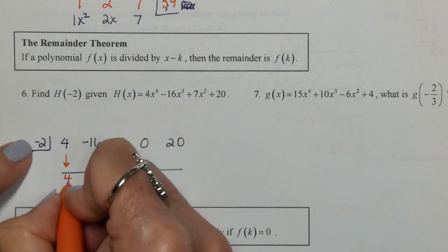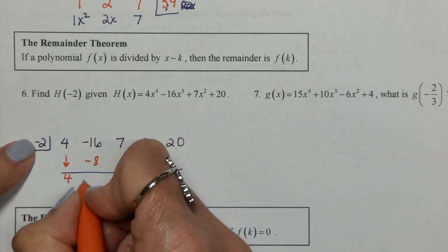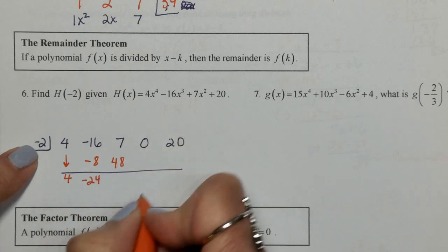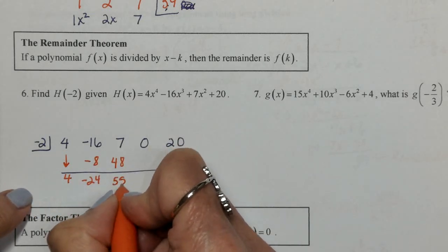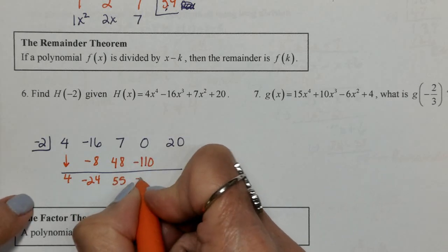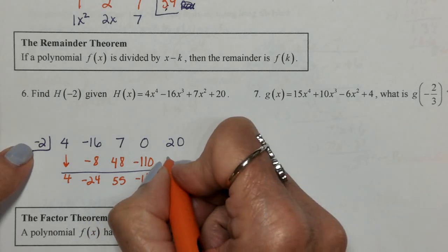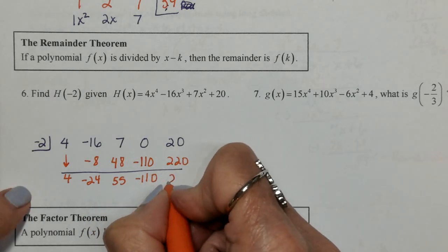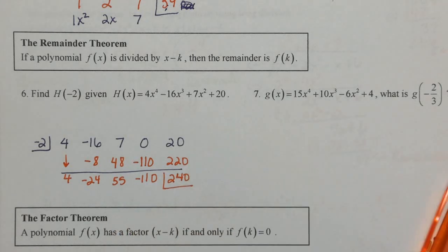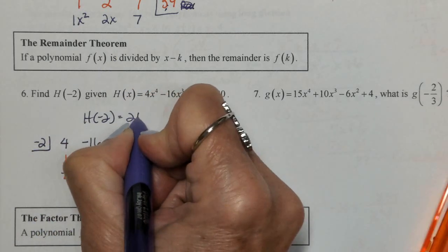Bring down 4, multiply, and add. Multiply, and add. Multiply, and add. Multiply, and add. H of -2 is 240.